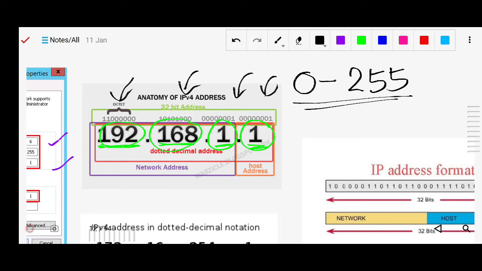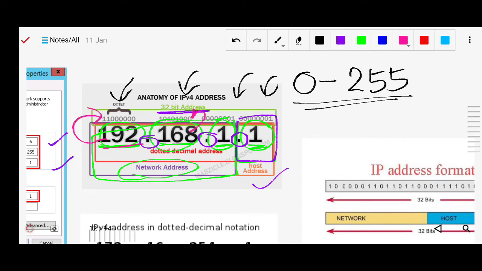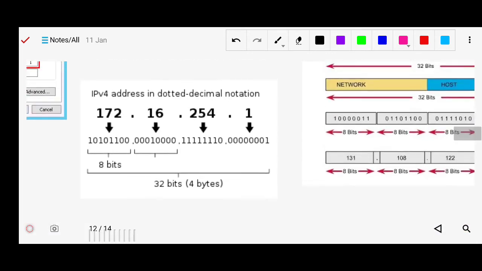Now it is a format, and it has some significance. Up to here this portion is called the network address, and this portion is called the host address. They are separated by periods, the dots. And why is it called 32-bit? I will show you. One more thing: a computer only understands binary language, 0 and 1. So this 192 is converted into binary, and you can see it is in 0s and 1s. Now you can see the formatting.